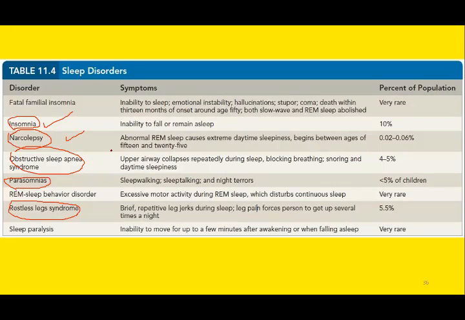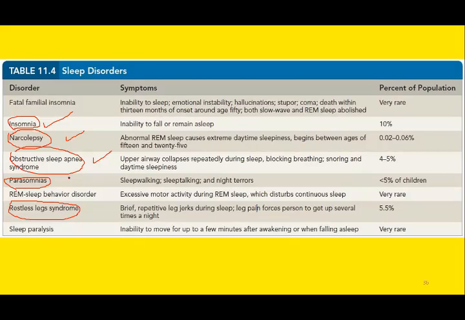So another important disorder is sleep apnea syndrome, obstructive sleep apnea syndrome. So what is obstructive sleep apnea syndrome? As the name indicates, it's an upper airway disorder in which the breathing is affected, especially during sleep, and the patients complain of snoring and difficulty in breathing during sleep. So this is known as obstructive sleep apnea syndrome.